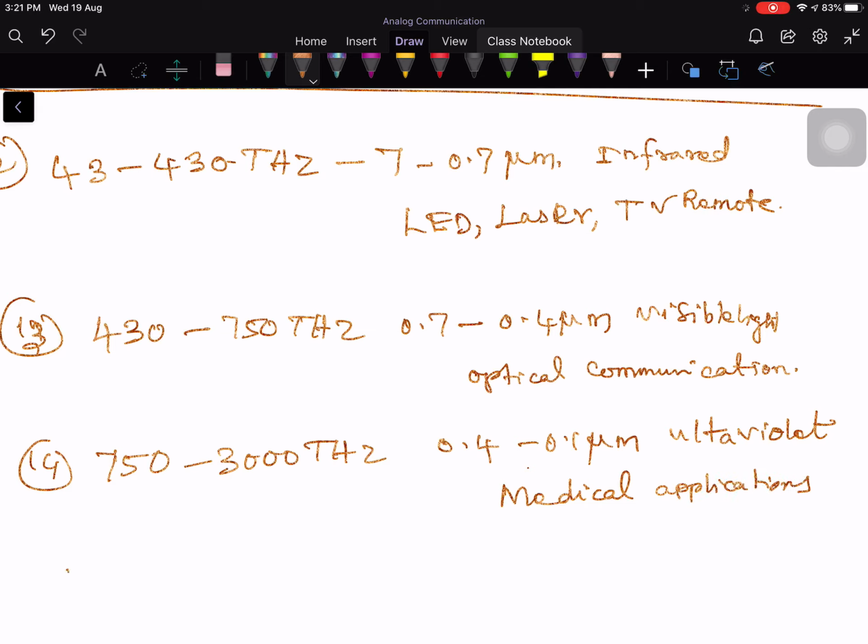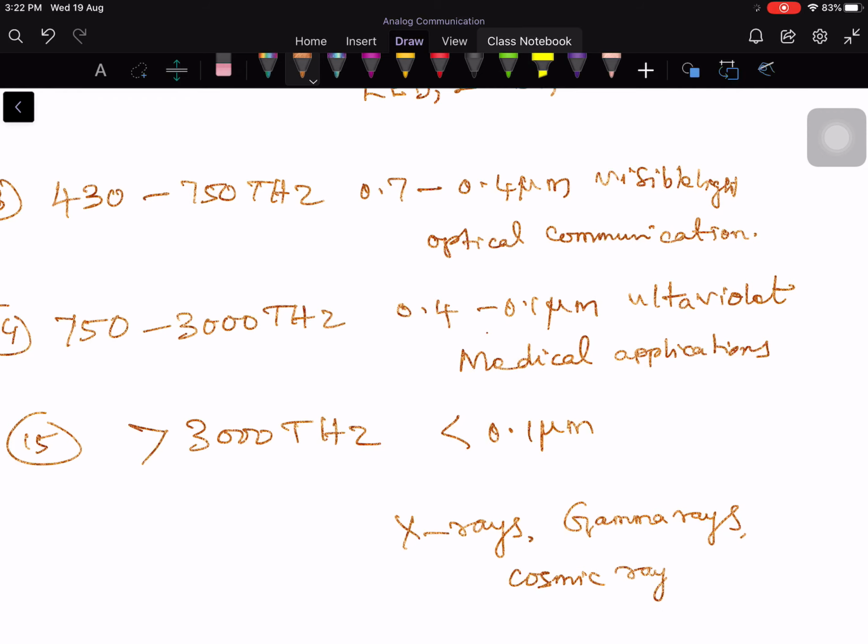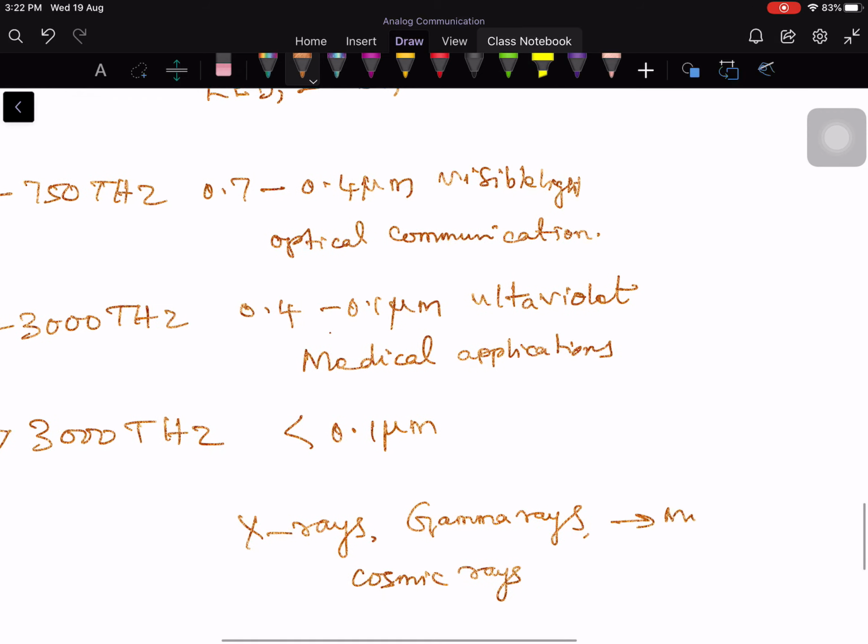And then greater than 3000 terahertz, and this is used in X-rays, gamma rays, and cosmic rays. The wavelength is less than 0.1 micrometer, and typical applications are X-ray, then gamma rays, and cosmic rays. And again, typical applications in medical field. That's it.